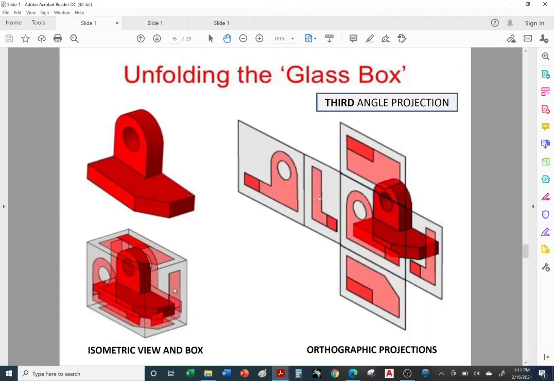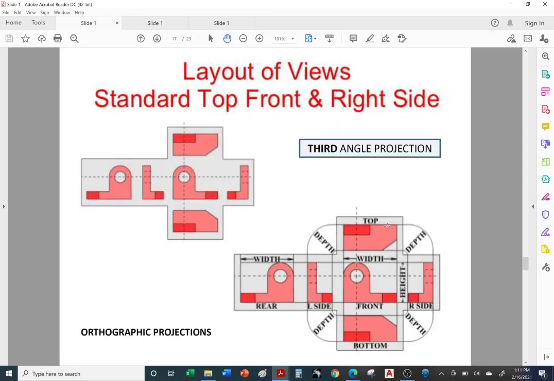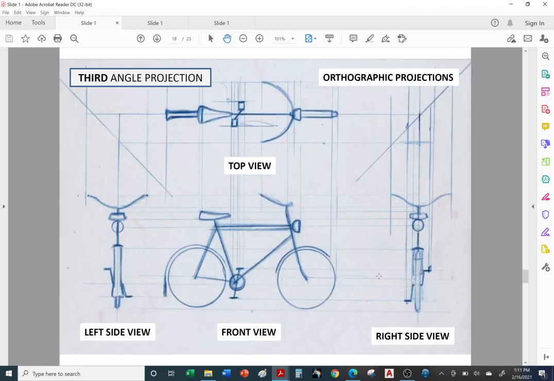Okay, another example of unfolding the box. So in this case, this is the front view if you're standing here looking in. Okay, and once you unfold it, flatten it out, you have all your projection views based off of the front view. Again, third angle projection.